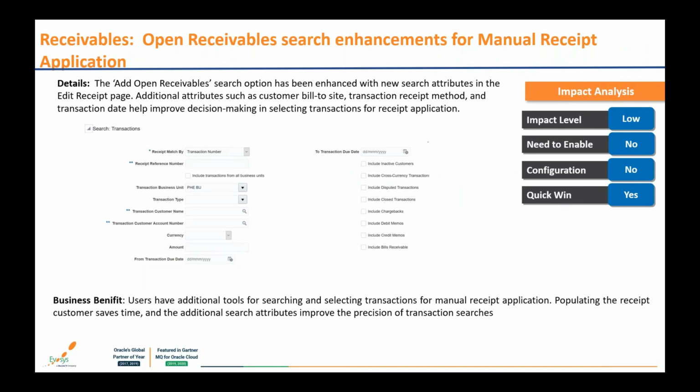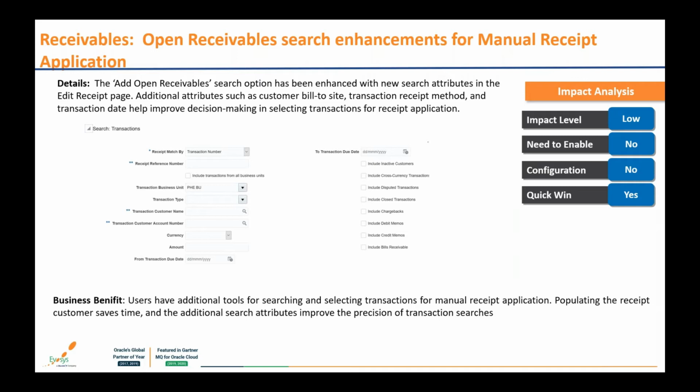The next feature available is from the receivables perspective. Again, this feature is used by organizations that are more into the manual application of receipts to invoices. This feature now provides additional attributes on the application screen for receivable receipts. Whenever a receipt is being created, whether through the lockbox, that is the automated process, or manually by the user, Oracle now provides some additional attributes to search the invoices against which the receipts could be applied.